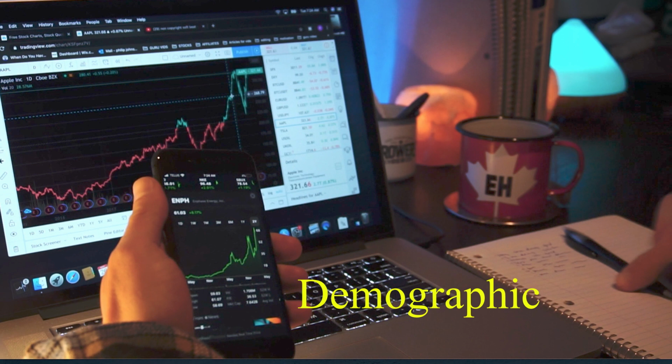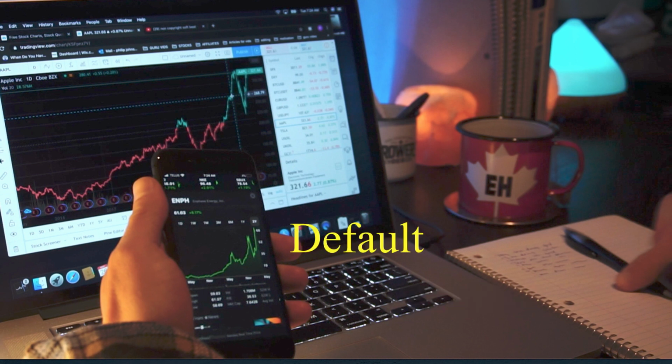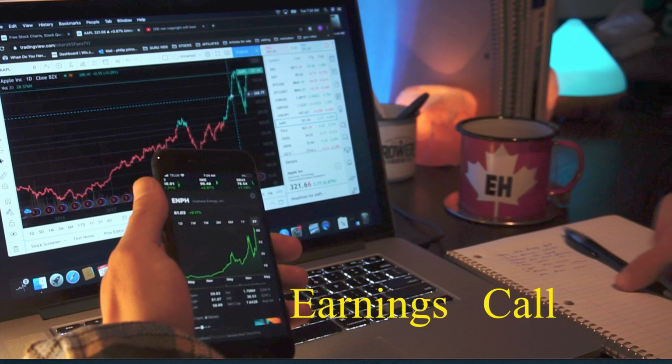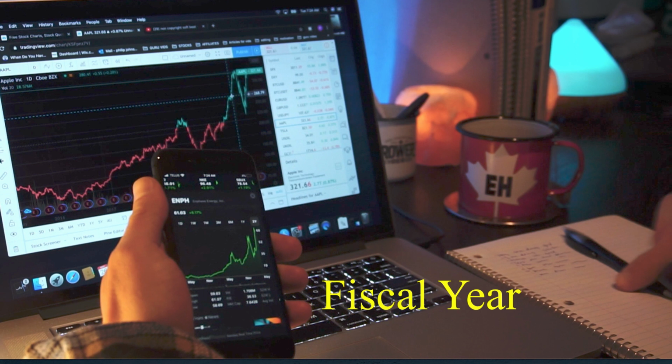Demographic refers to a group of people of the same age, sex, race, country, income, employment, etc. This is a way of grouping people to make statistics. Default. This simply means that you have not been able to pay your debt. Earnings call is an audio report about past and future performance of the company every 3 months. Earnings calls can also be known as quarterly earnings, which is the written format. Fiscal year is a 1-year period in which a company reports its financials. It changes from company to company on when they report.